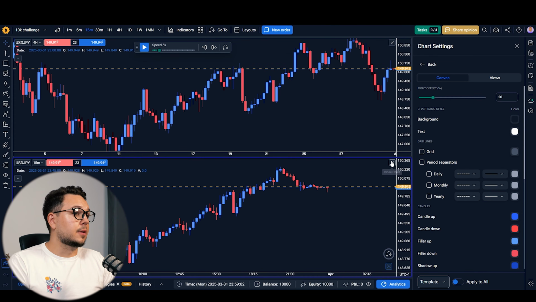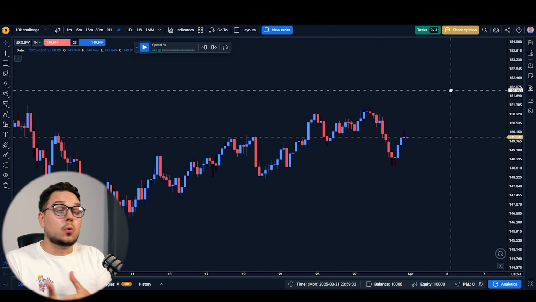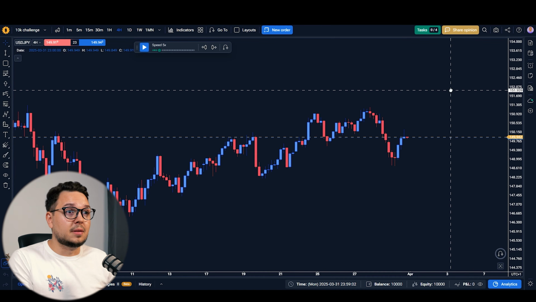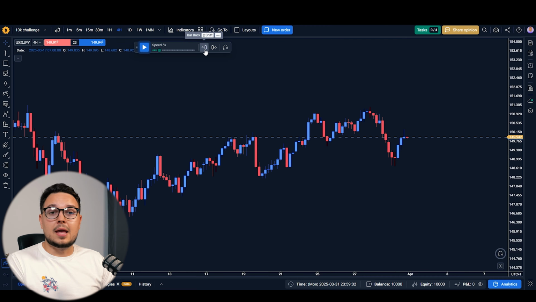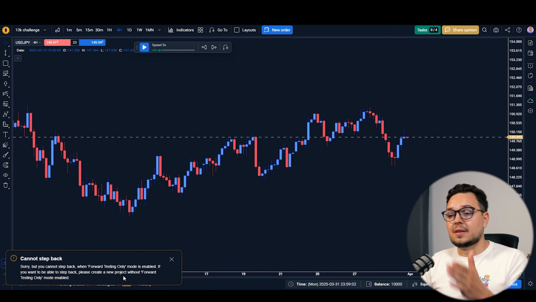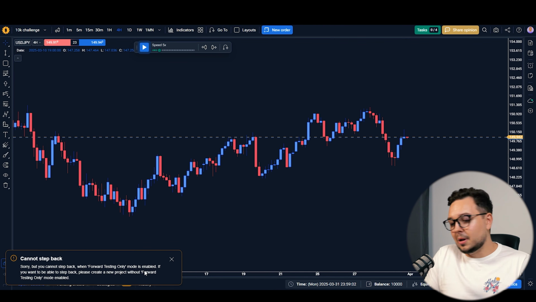But for now, let's stick to backtesting, or I really shouldn't call this backtesting. This is forward testing because we cannot select a bar back. Sorry, forward testing only mode is basically for you to not cheat your own trading strategy. You want to be legit, trade legit, you have to do the work.